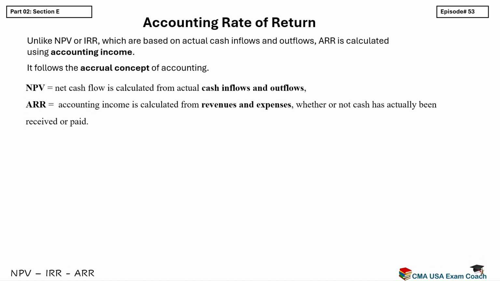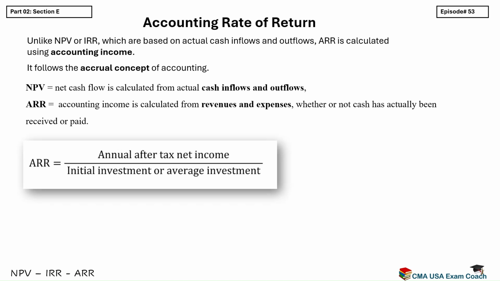So, there is a clear difference here. Net cash flow is calculated from actual cash inflows and outflows, while accounting income is calculated from revenues and expenses, whether or not cash has actually been received or paid. The formula for ARR is very simple. ARR equals annual after-tax net income divided by the initial investment, multiplied by 100.